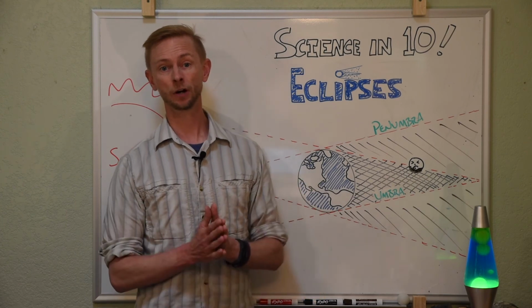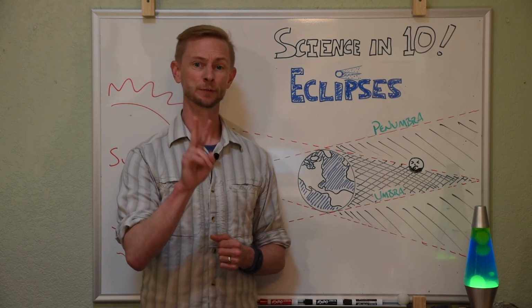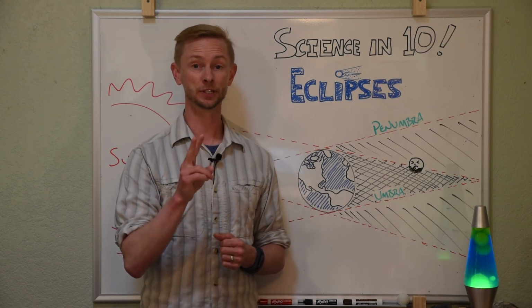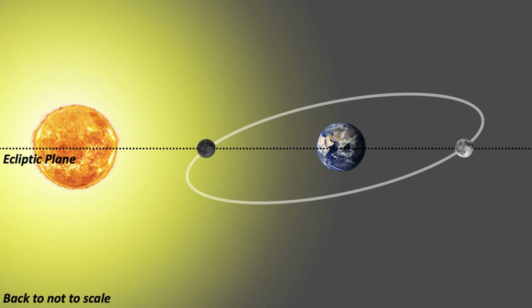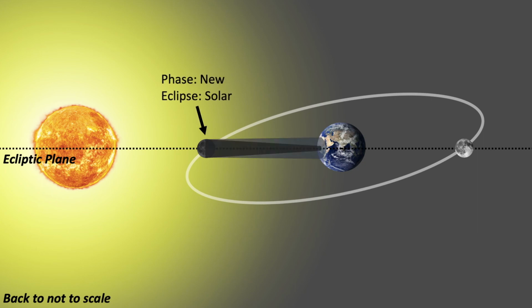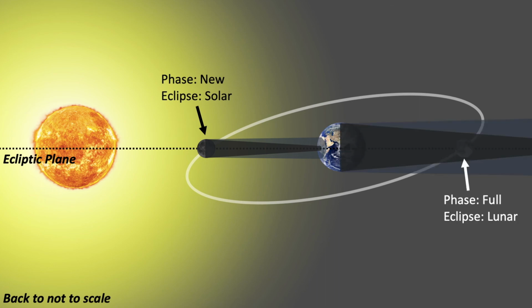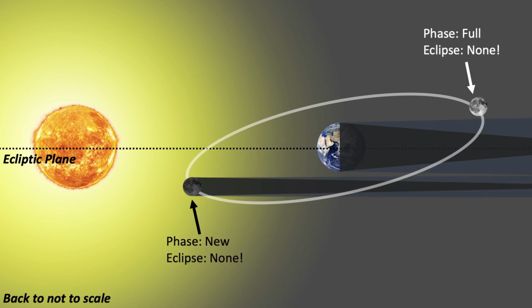For an eclipse to occur, two criteria with respect to the Moon's orbit and position must be satisfied. One, the Moon must either be in full or new phase, where it is oriented opposite the Earth from the Sun, or between the Earth and the Sun. And two, the Moon's orbital path must intersect the ecliptic plane. When these two criteria happen, we get an eclipse. When they don't, we don't.